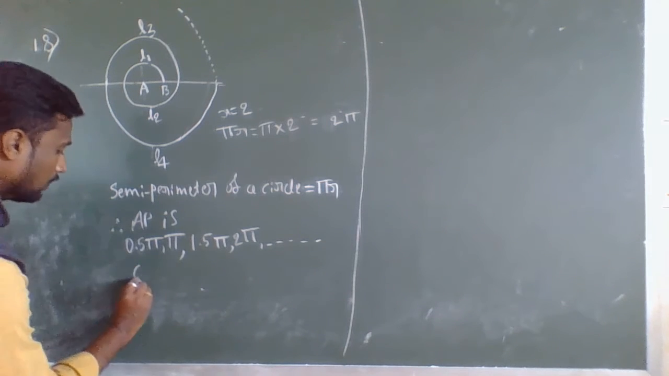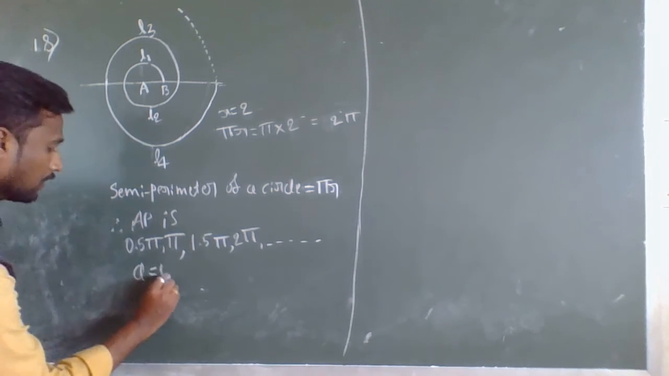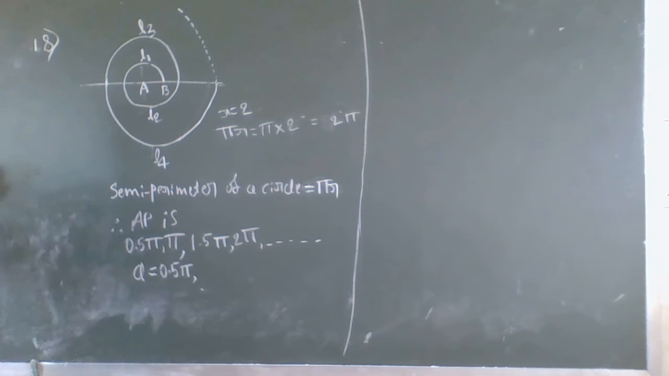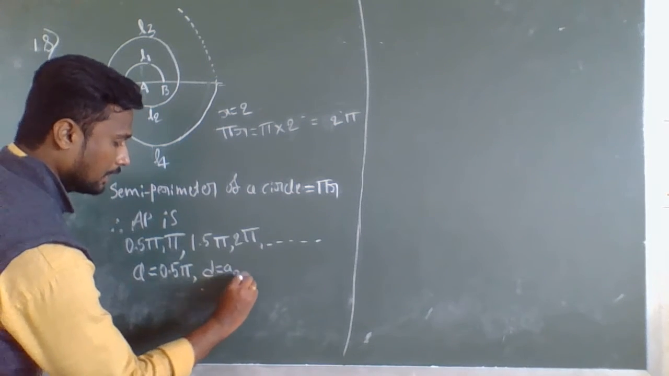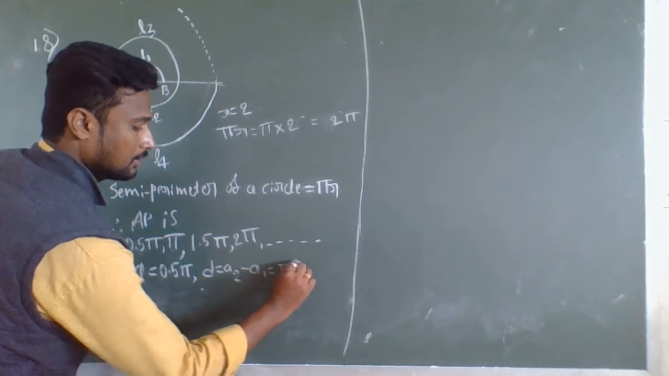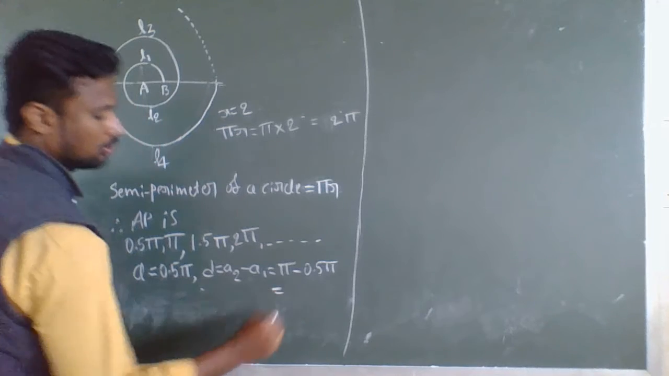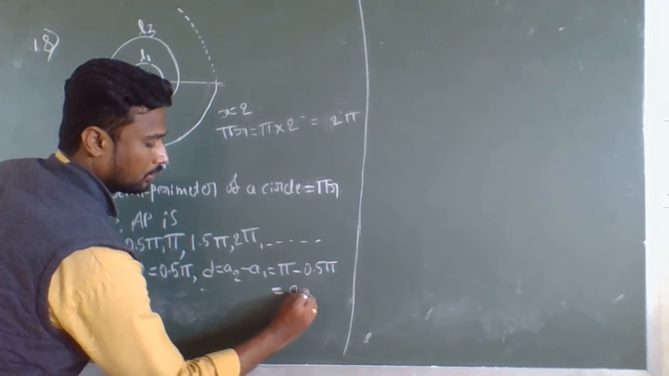What is the a value here? 0.5 pi. Okay. Next, what is the d value? a2 minus a1 means pi minus 0.5 pi. Pi minus 0.5 pi means 0.5 pi.